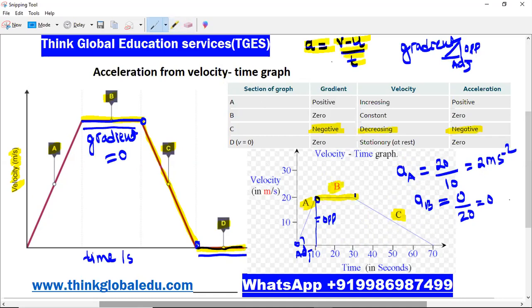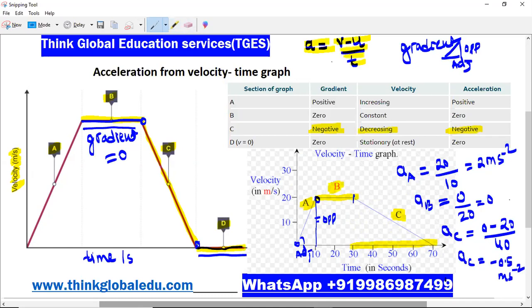Now we can see part C. In part C, the velocity has decreased from 20 to 0, and the time taken by the object is 30 to 70. So in part C, the acceleration would be, since the final velocity is 0 and the object has initial velocity 20, 0 minus 20 divided by the time taken, which is 70 minus 30. So 70 minus 30 is 40. The time is from 30 to 70, so time taken is 40 seconds. If we calculate this, a_C is equal to negative 0.5 meters per second squared.